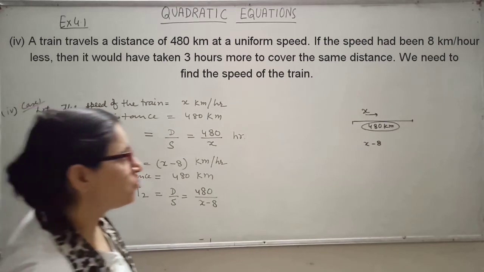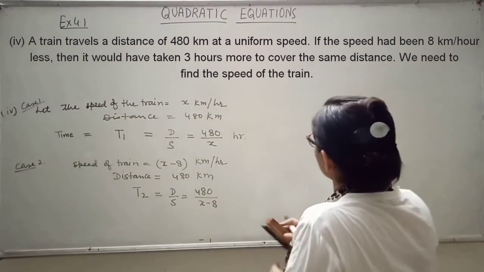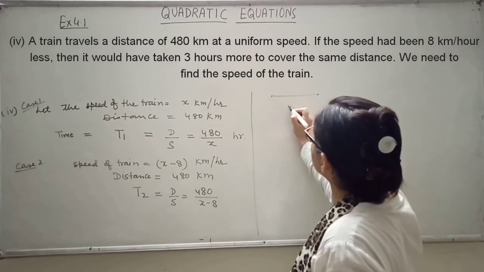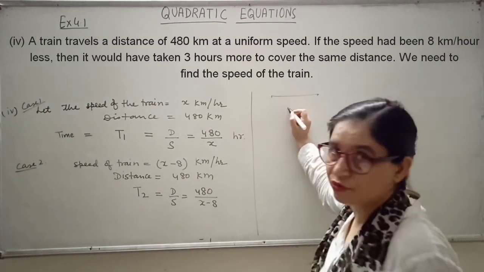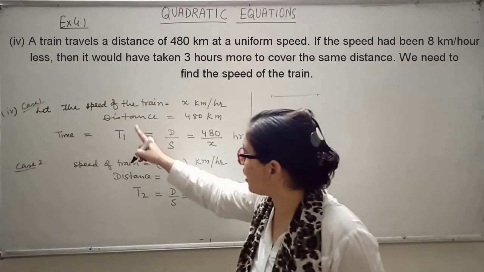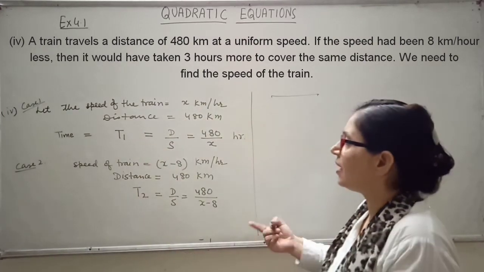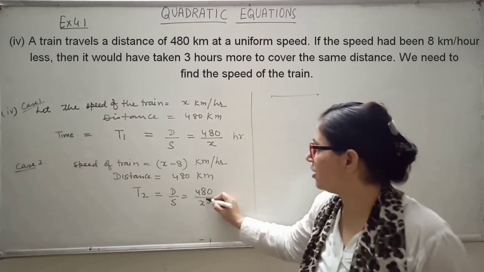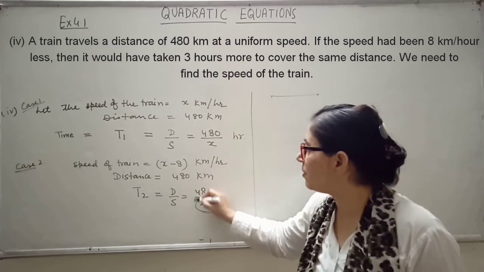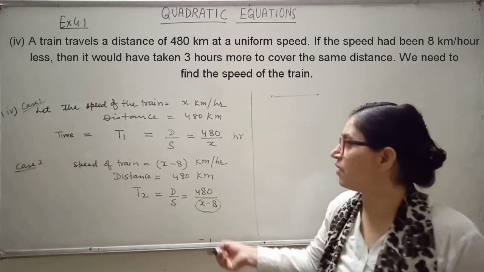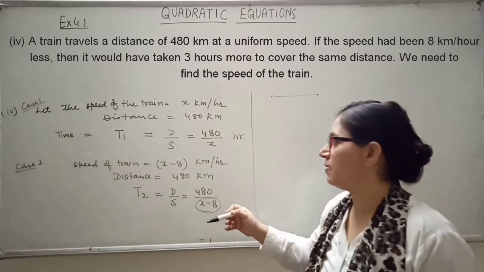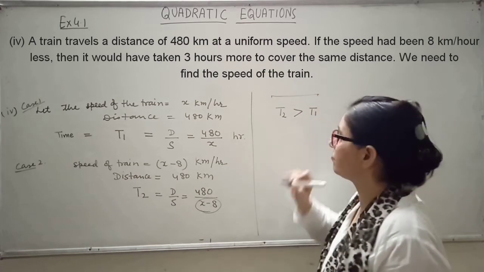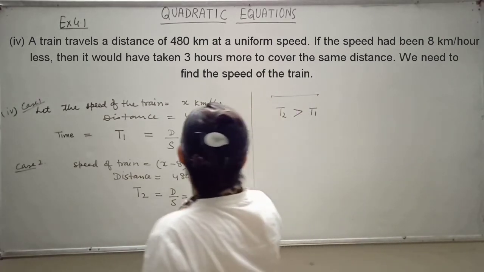Now think about this yourself: if you have to cover the same distance, and your speed is less, then the time will be more. So if you have to compare T1 and T2, which one is greater? Where the speed is less, obviously where the denominator is less, the value will be more. So T2 is greater than T1.